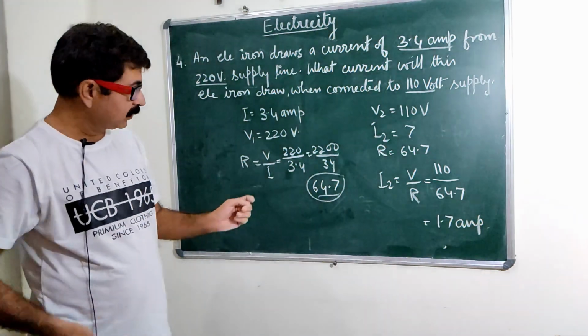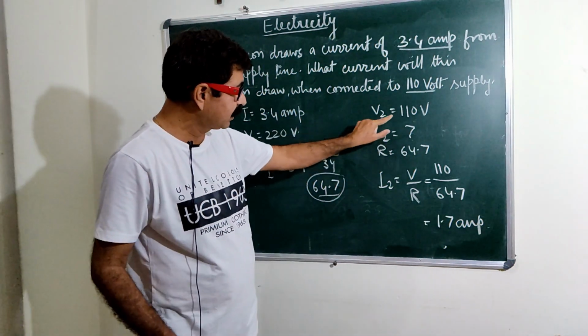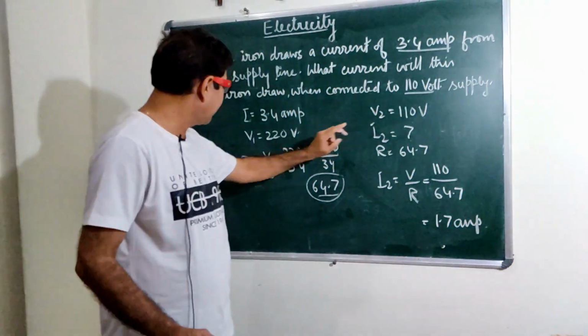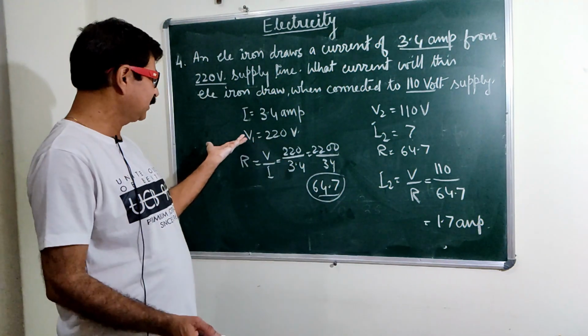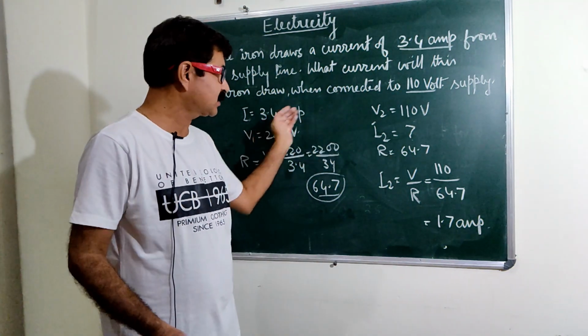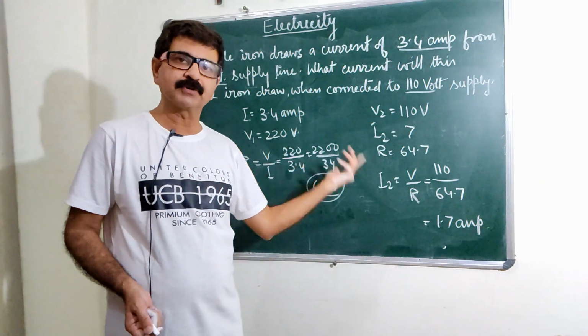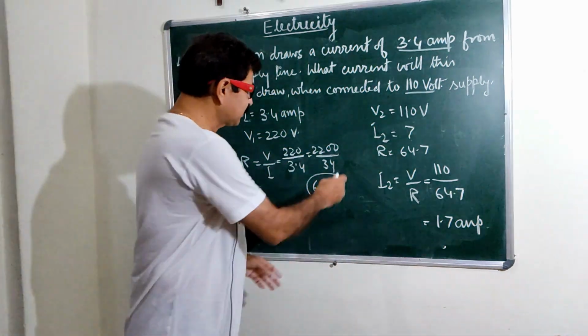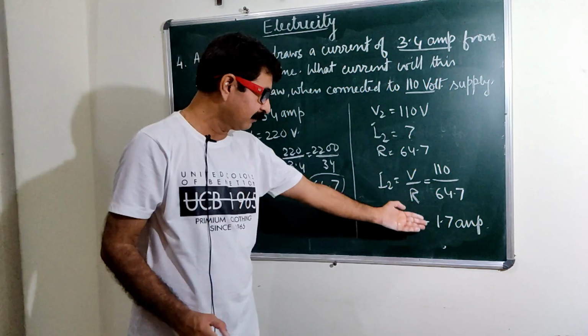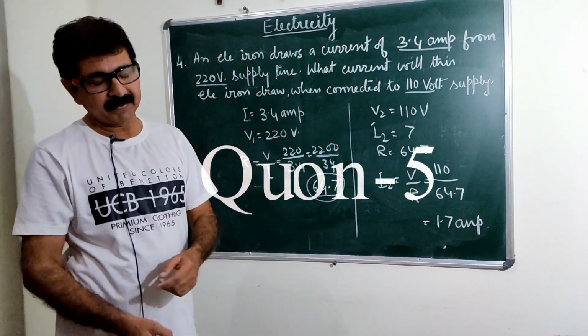How did I get it? मैंने तो सिंपल कंपेयर करके इसको फाइंड कर लिया, 110 वोल्ट एंड 220 वोल्ट. सीधी सी बात है, पोटेंशियल डिफरेंस कम हो गया, जस्ट हाफ हो गया, सो करंट भी हाफ हो जाएगा. बट कैलकुलेशन वाइज इफ यू कैलकुलेट इट, you will find the value that is 1.7 amperes.